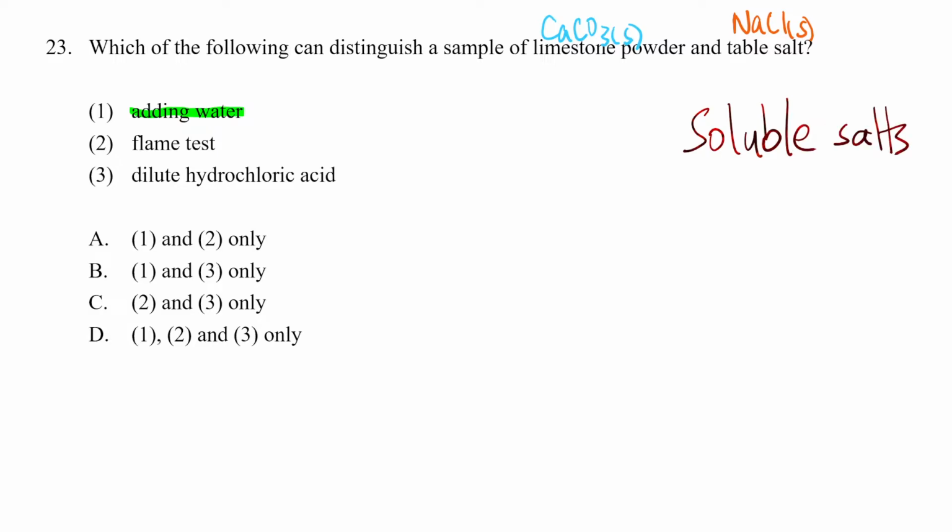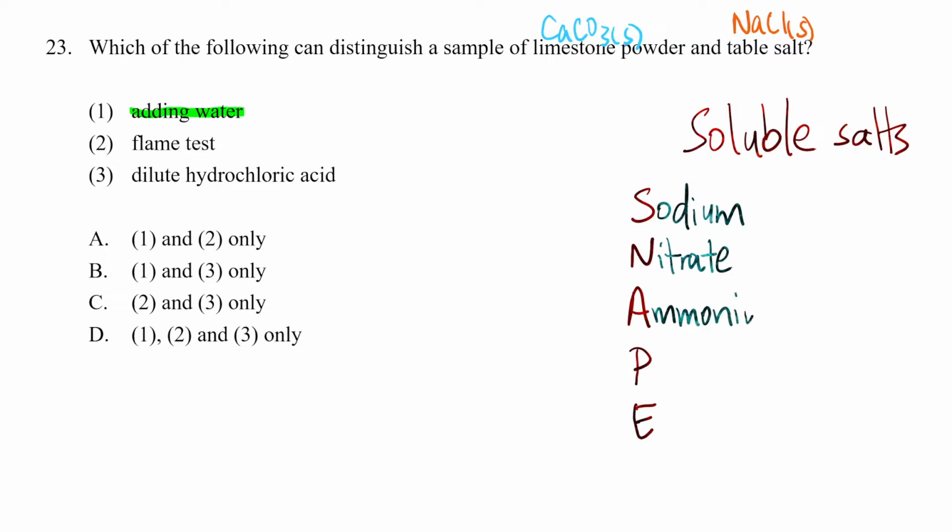So we learned about Professor Snape. If you watch Harry Potter, you know who Professor Snape is. So, SNAPE. S stands for sodium salts. N stands for nitrate salts. A stands for ammonium salts. P stands for potassium salts. And E stands for ethanoic salts. Yep, so all of them are soluble.